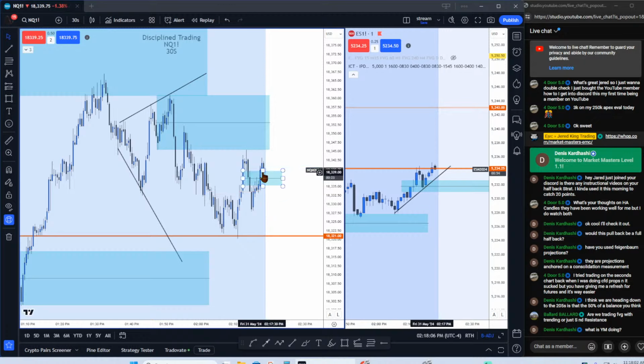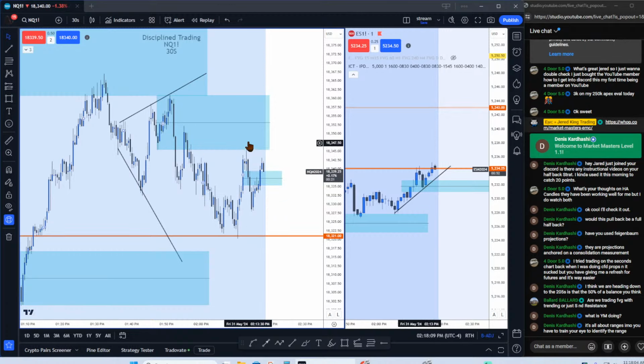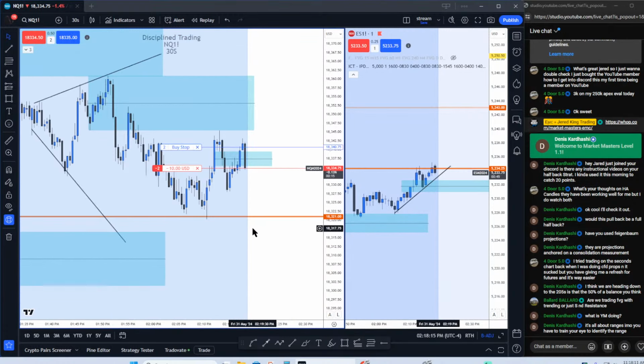Damn it, dude. All right, I went ahead and exit that. I don't like how it failed there. I was looking for it to go up. I'm gonna enter short here. I think this is the same kind of failure swing we saw earlier.